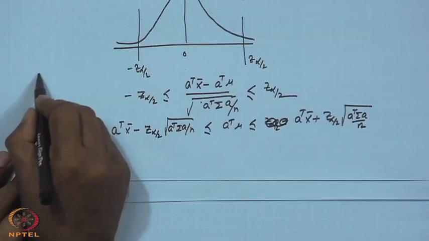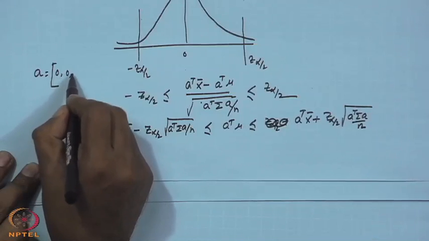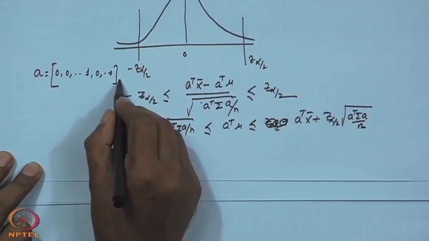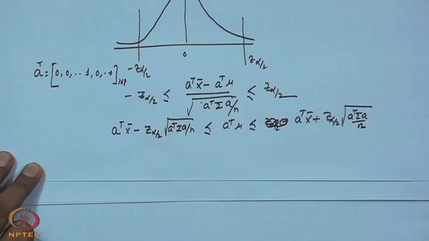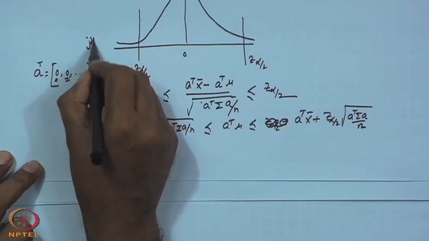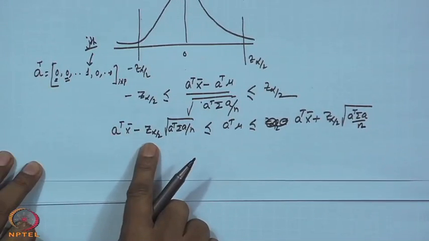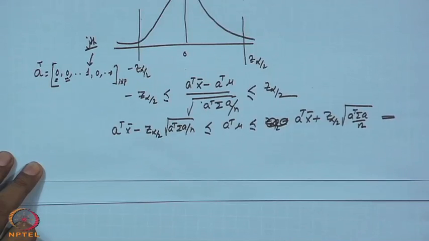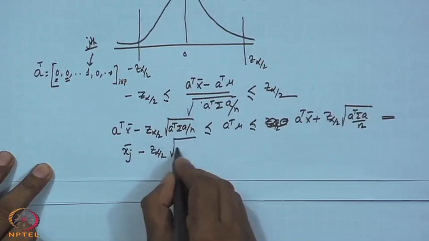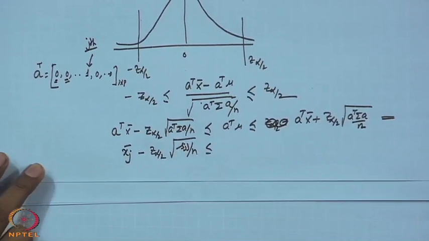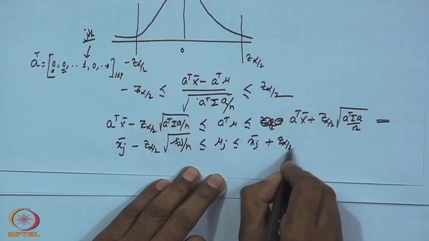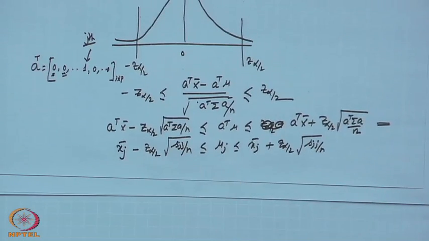What will happen if I choose A equal to all 0, 0, then the jth element will be 1 and then 0, 0 like this? What is this? This is 1 cross p, the transpose of 1 cross p. What I am doing is, the first constant is 0, second constant 0, only the jth one is 1. If you put this into this equation, what you will get is x bar j minus z alpha by 2 root over s j j by n less than or equal to mu j less than or equal to x j bar plus z alpha by 2 square root of s j j by n.